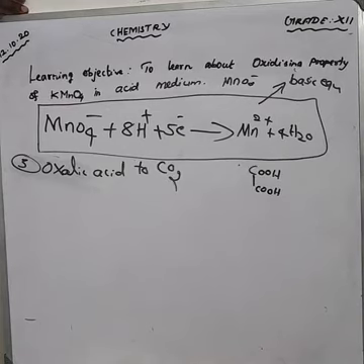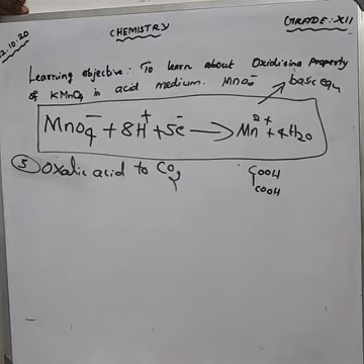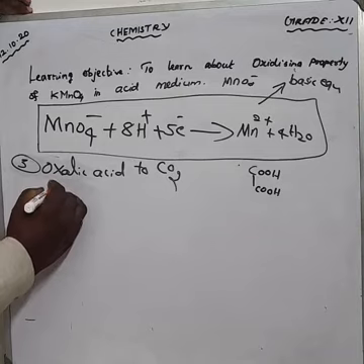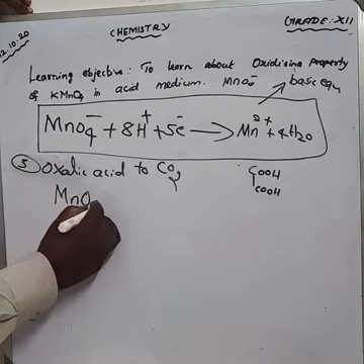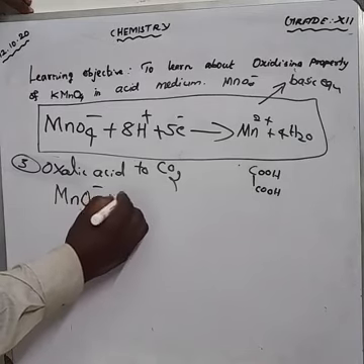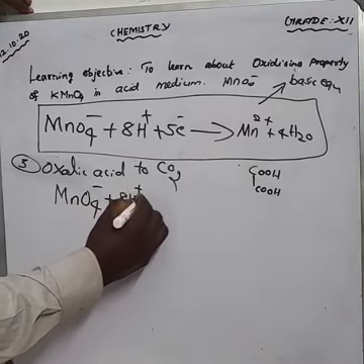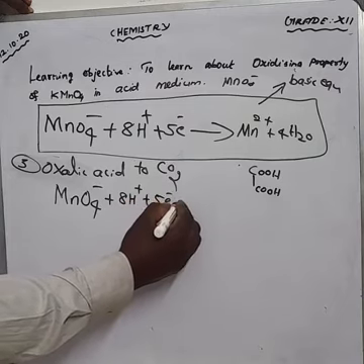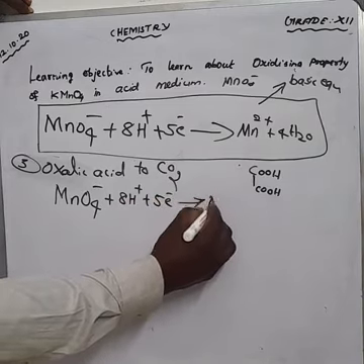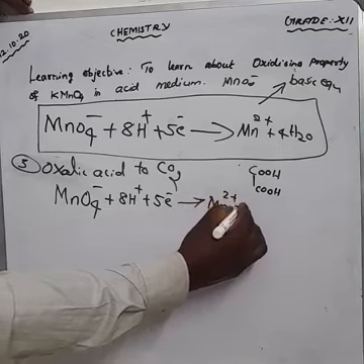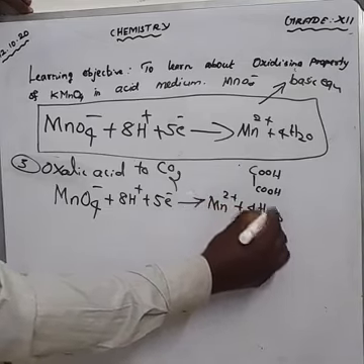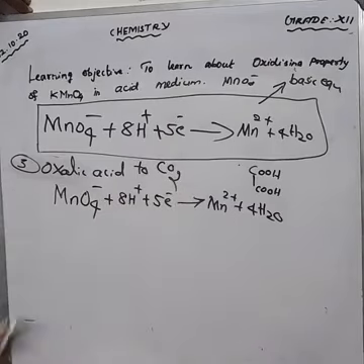Anyhow, you write the equation. First you write the basic equation. Please tell me the basic equation. MnO4 minus plus 8H plus plus 5 electrons gives Mn2 plus plus 4H2O. This is the basic equation.